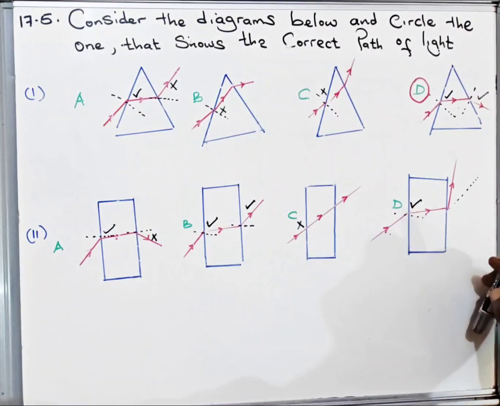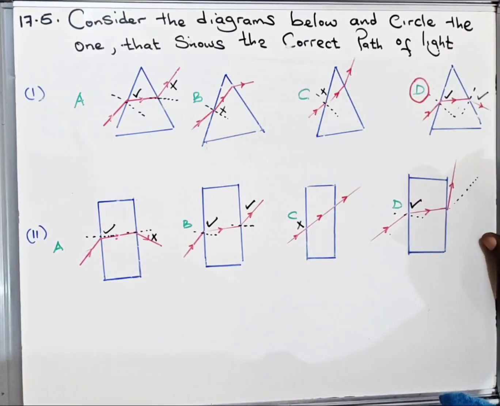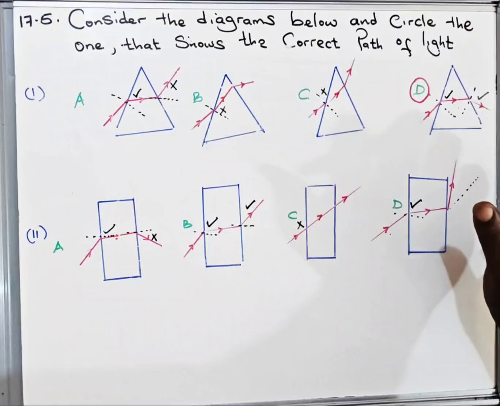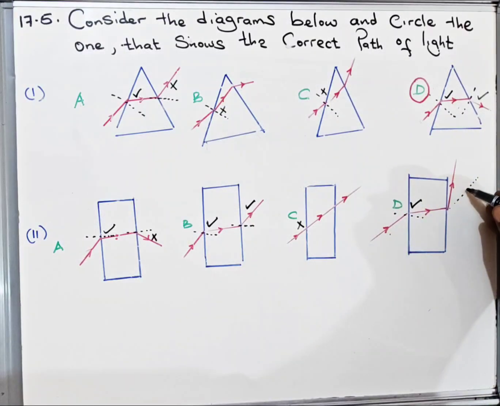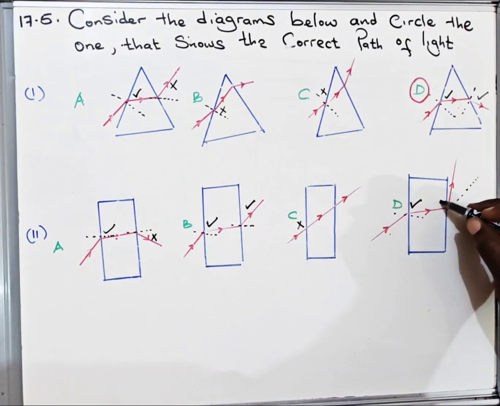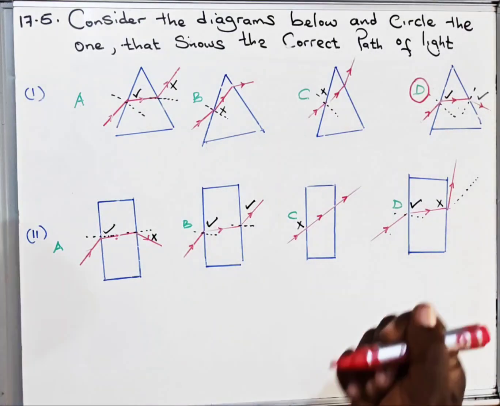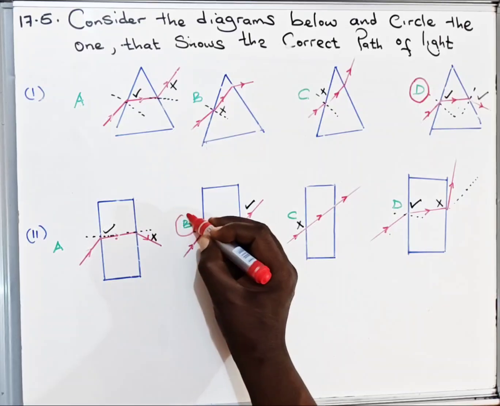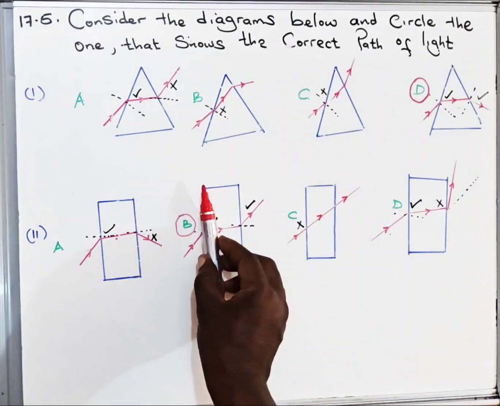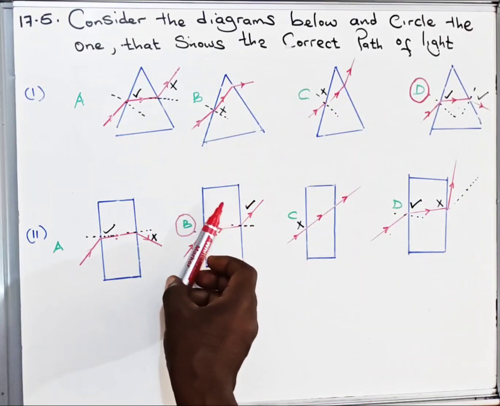So what does that mean? It means that this one is wrong. Yes, it bent away from the normal, but the bending is too much. It's supposed to be parallel to this one, so that makes this one wrong. From there, what do we conclude? Our conclusion is that this one is the right one. Remember, if the sides are parallel, the lines are supposed to be parallel.